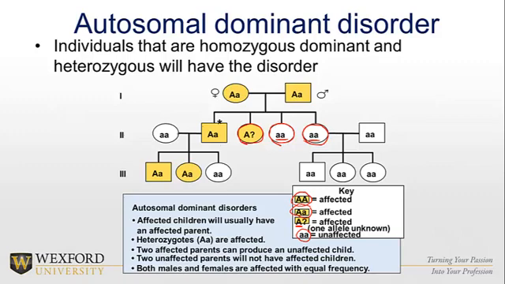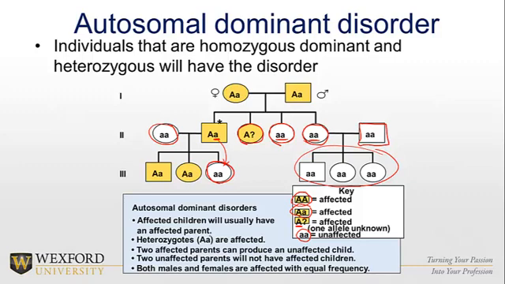How do I know that? Because this person marries an unaffected homozygous recessive here, and of their offspring, they have one that is unaffected, which means this little a had to pass on to this offspring. And then over on this side, of course, this unaffected homozygous recessive married another unaffected homozygous recessive, and there's no problems here.